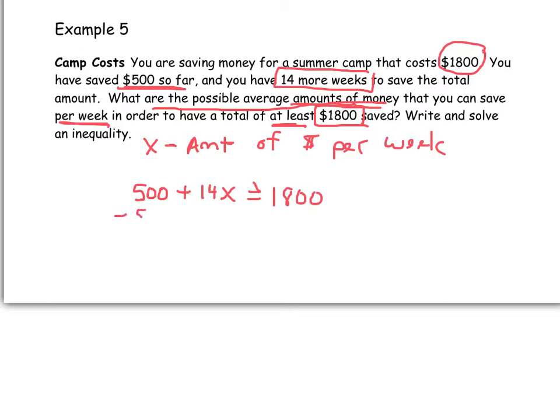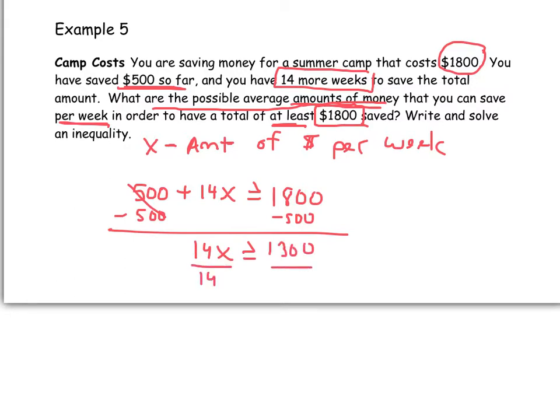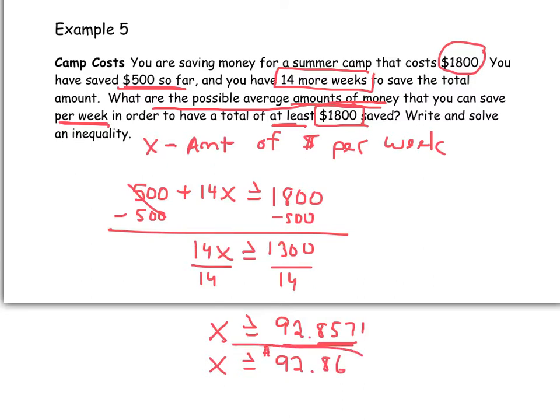So I would subtract 500 from both sides. And you know the drill on these. So 1,800 minus 500 is 1,300. Then just take the 1,300 and divide it by 14. So when I divide that out, I get x is this long decimal number. So I probably need to round that to dollars and cents, so $92.86. So that's how much I need to save every week. Or I could even round that to $93 if I just want to have a simple number.